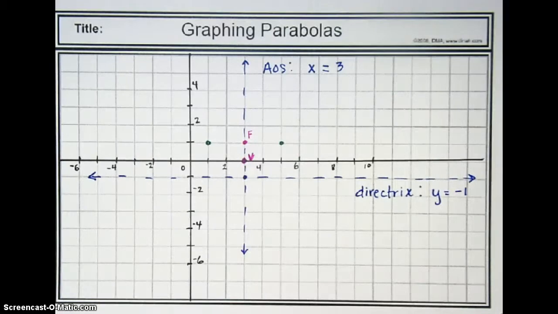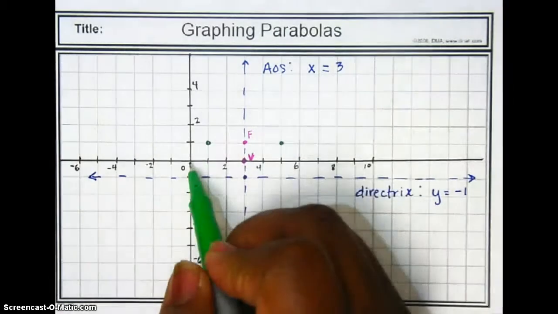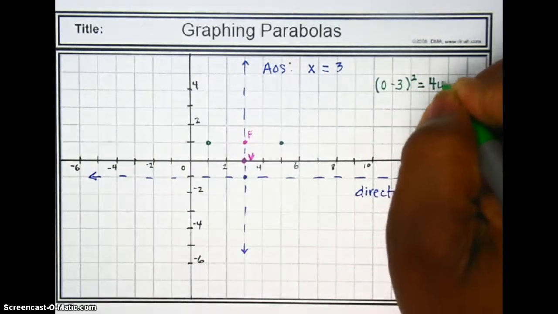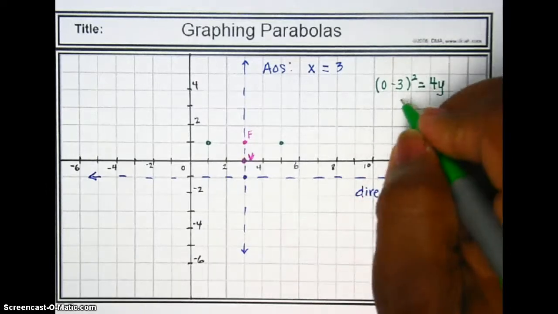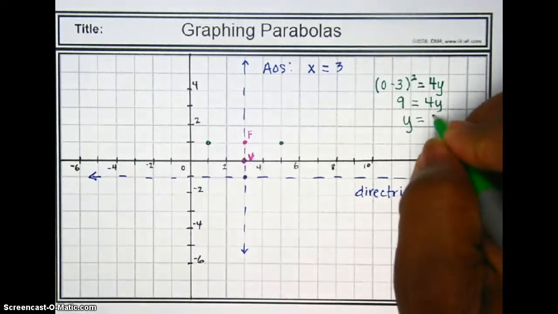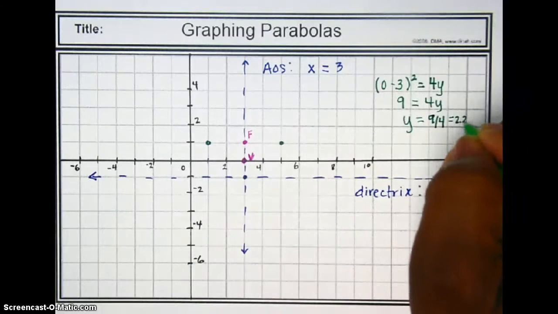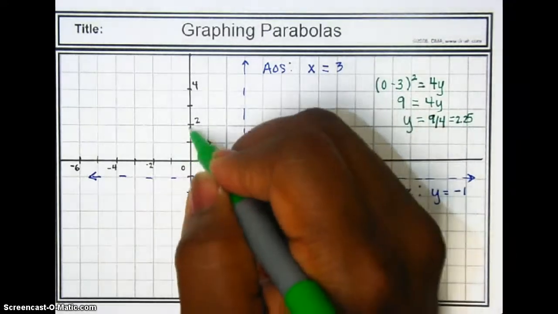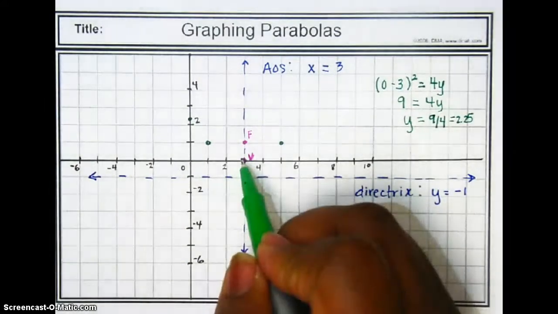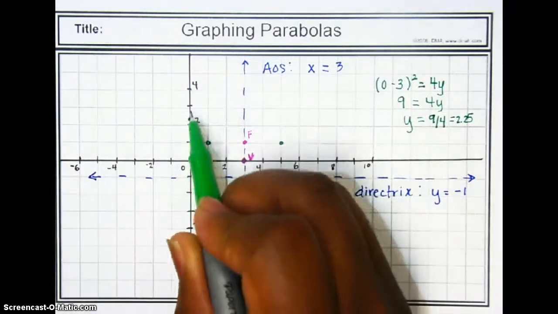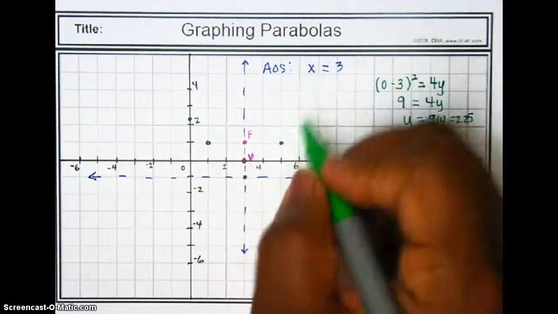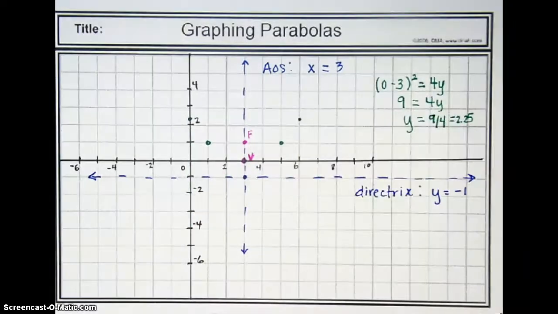Now, you can get one other point on either side. One of those points we can get by just plugging in a value. For example, if I plug in 0 for x, I would have (0 minus 3) squared equals 4y. And so plugging in 0 would tell me that 9 equals 4y. So y equals 9 over 4, which is 2.25. So if I go to 0 and I go up 1, 2, and then just a little bit more, that would be 2.25. So from the vertex, I've now gone left 3 and up 2.25. If I go back to the vertex and go to the right 3 and up 2.25, then I have another point that's on my parabola.